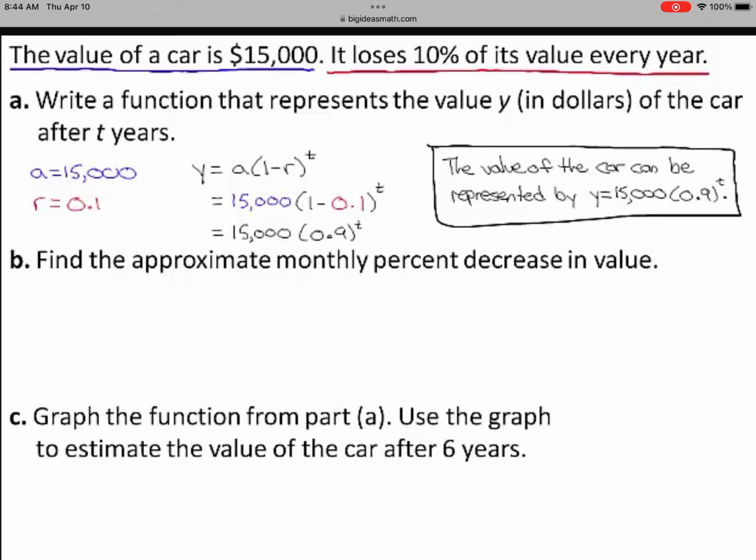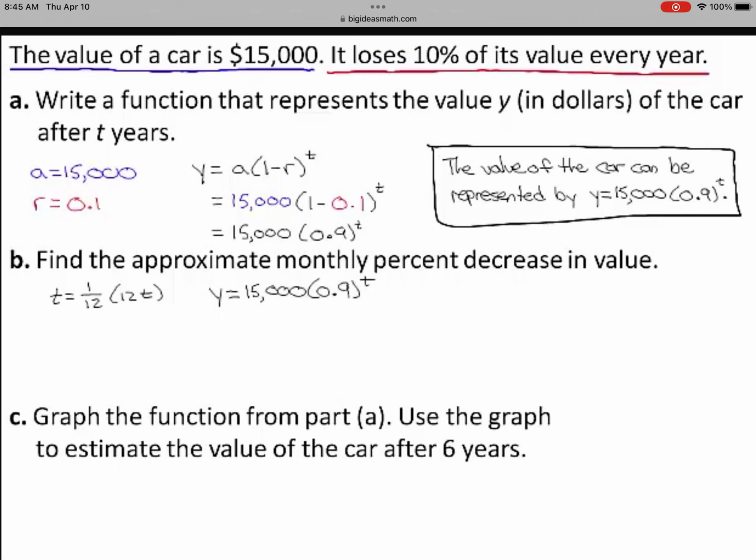Part B. Find the approximate monthly percent decrease in value. Notice that in the function you wrote in Part A, t is time in years. So to find the monthly percent decrease in value, rewrite the function so it has an exponent of 12t, where t is time in years. Use the fact that t equals 1/12 times 12t and the properties of exponents to rewrite the function in a form that reveals the monthly rate of decay.